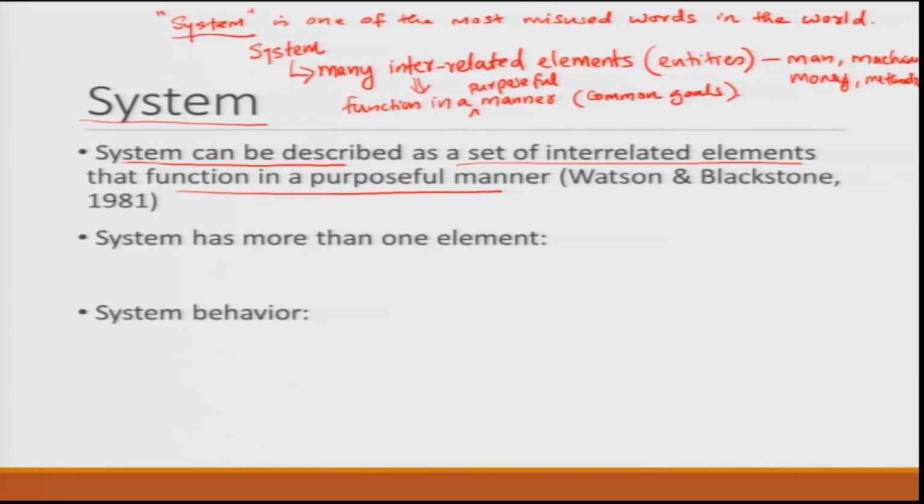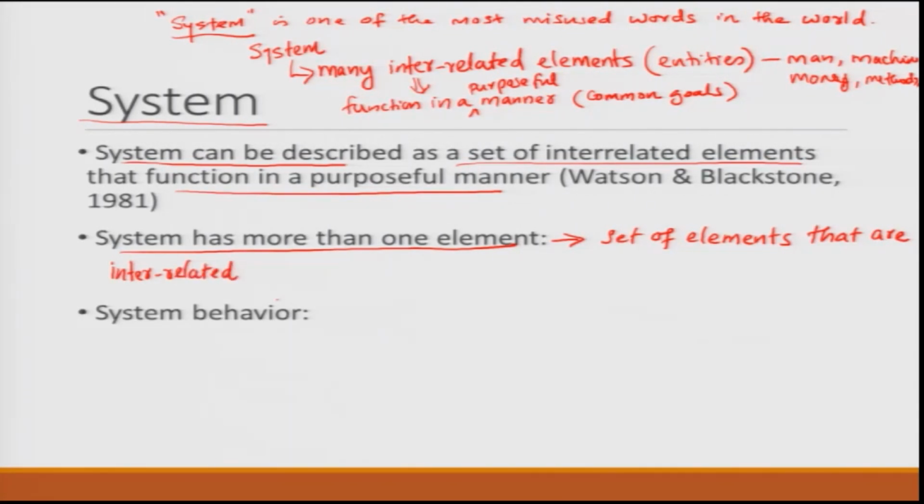Okay. So obviously the first important thing is the system has more than one element. This is one thing that we all should understand. A system with more than one element means it is typically a set of elements. Let's think about it as a set of elements, more than one element. And these elements are interrelated. Okay. They are connected to one another. This is the important aspect of the interrelation.